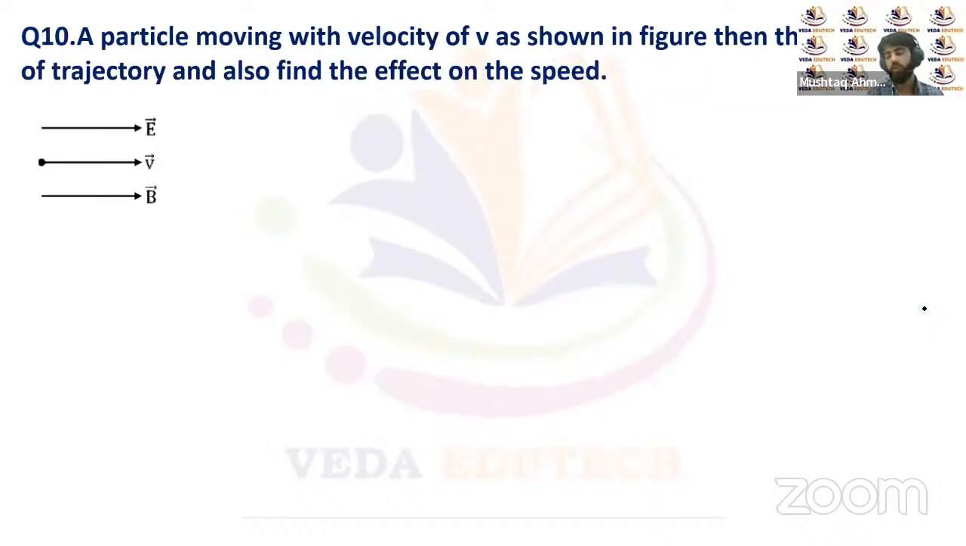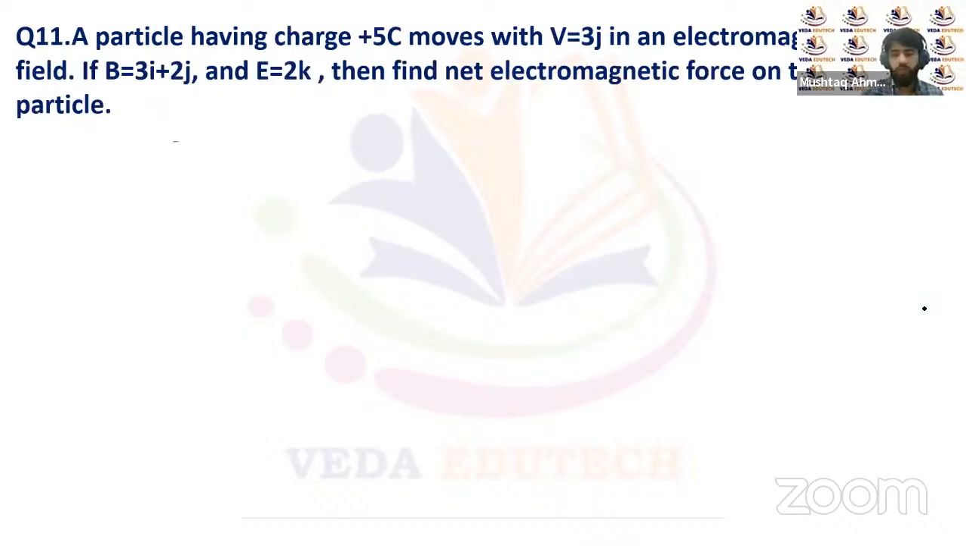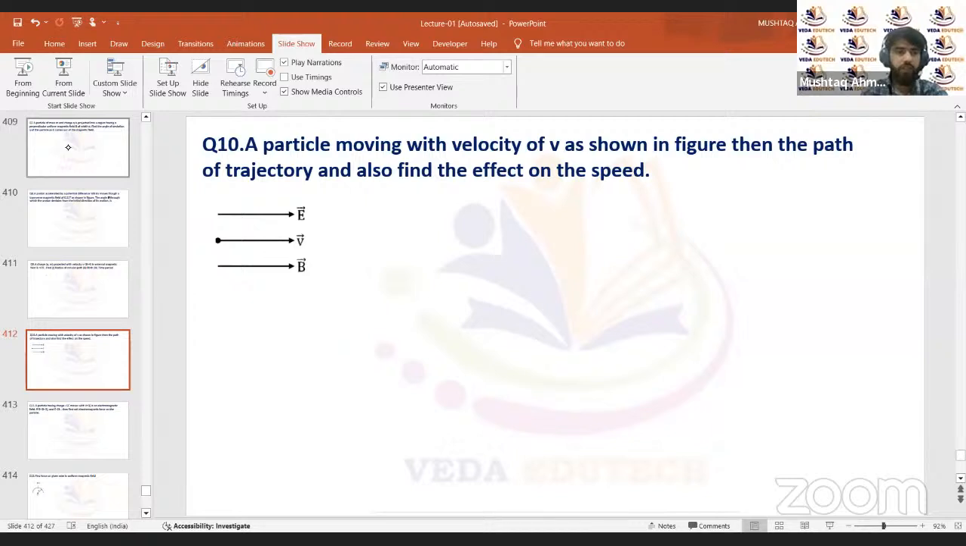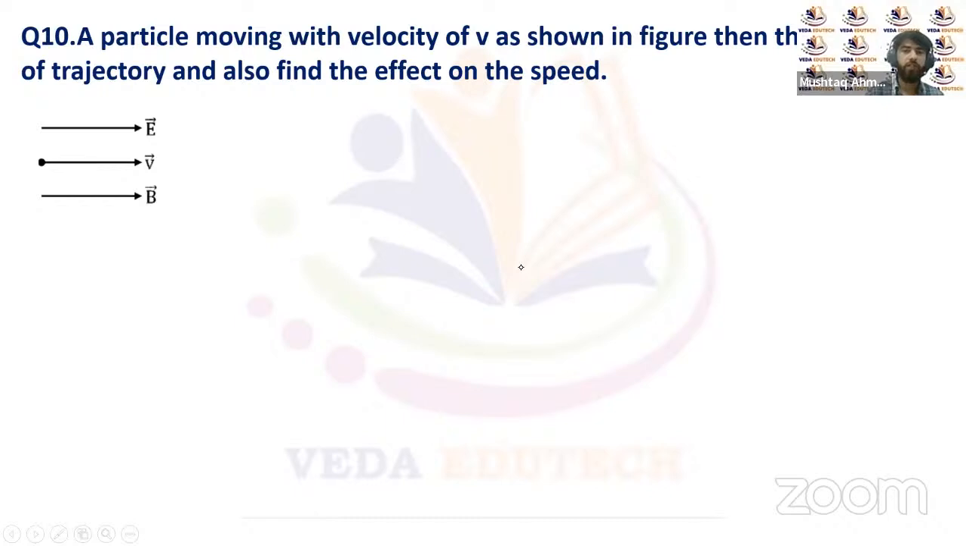Now, let's move on to question number 10, right? The question is that a particle is moving with velocity v as shown in the figure. Then we have to comment on the path or trajectory of this charged particle, as well as the effect on the speed, right? Now let's discuss it a bit in detail, right?